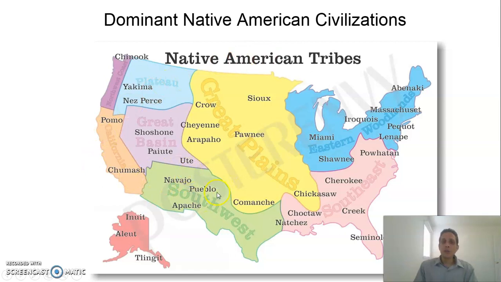In the Southwest, your most famous tribe is going to be the Pueblo Indians. The Pueblo Indians are mostly a farming-based society, and they're going to rely heavily on the crop of maize, which we will call corn. So I think the big takeaway here is that there are different geographic regions. Each Native American tribe adapts to their different geographic region and develops a different society and different lifestyle based off of the geography in which they live.